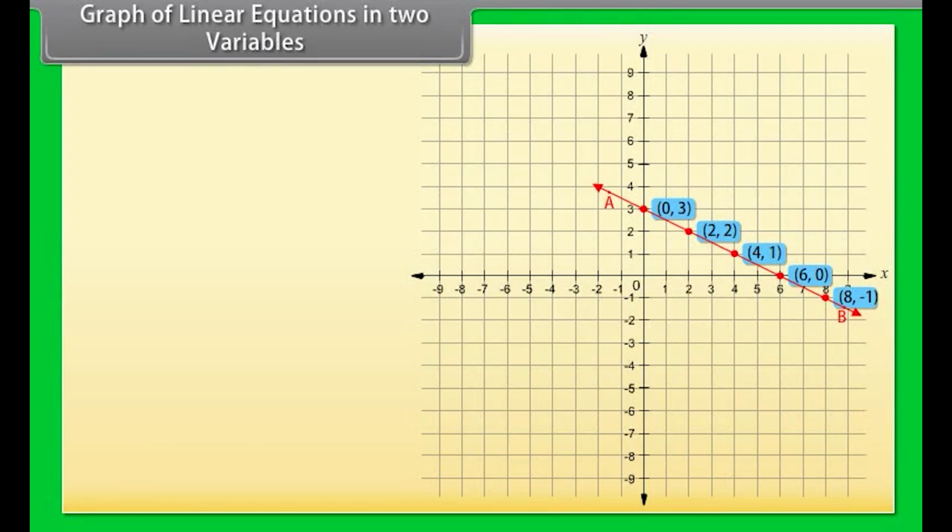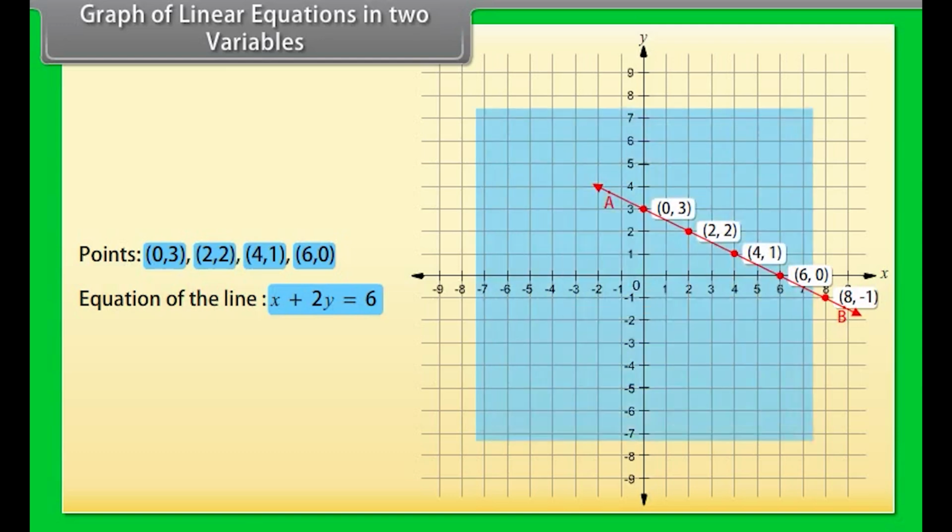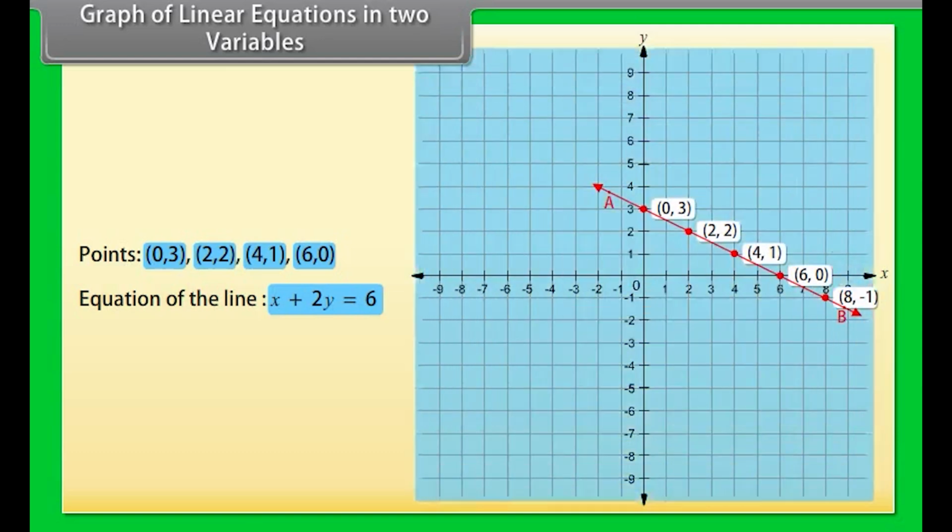So what have we observed in our previous screen? We have observed that every point whose coordinates satisfy the given equation lies on the line AB. Every point on the line AB gives a solution of the equation. So you can conclude that every point on the line satisfies the equation of the line and every solution of the equation is a point on the line. This is called the graph of the linear equation. So to obtain the graph of a linear equation in two variables, it is enough to plot 2 points corresponding to 2 solutions and join them by a line.